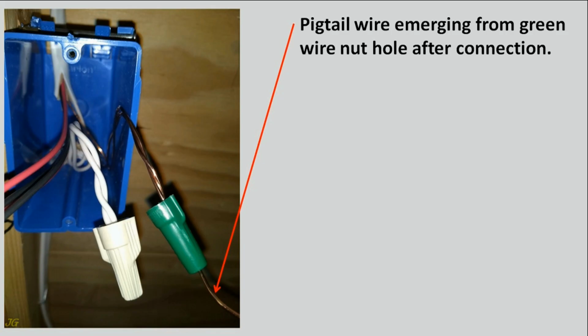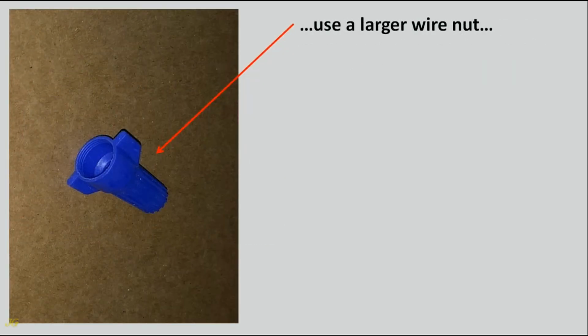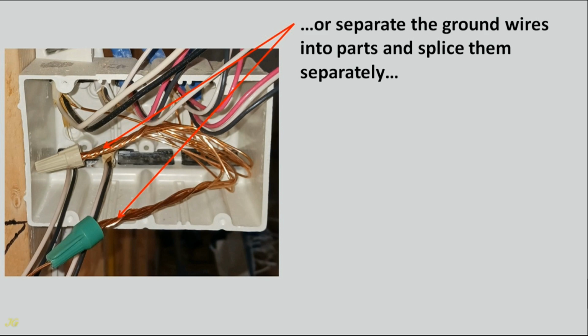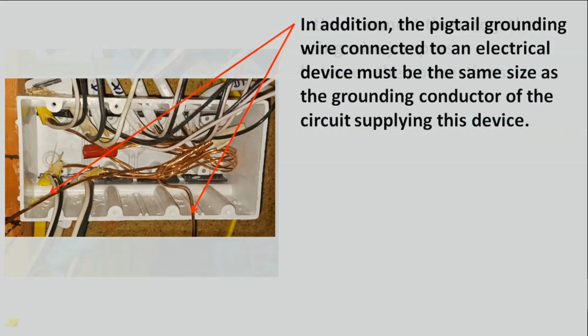Pigtail wire emerging from green wire nut hole after connection. When it is necessary to splice more ground wires than can be connected with a single wire nut, use a larger wire nut, or separate the ground wires into parts and splice them separately. Then connect them together using wire jumpers between the connections. In addition, the pigtail grounding wire connected to an electrical device must be the same size as the grounding conductor of the circuit supplying this device.